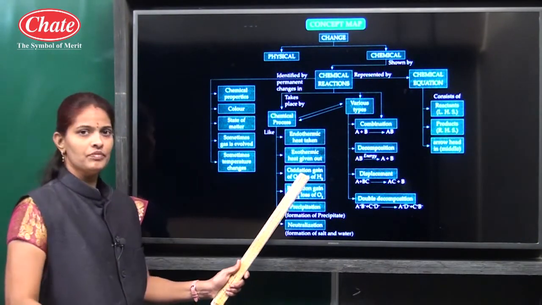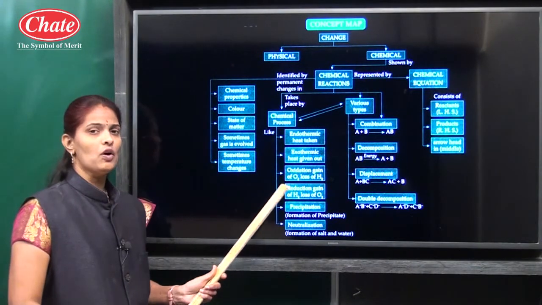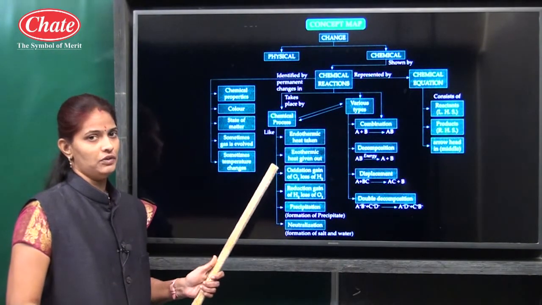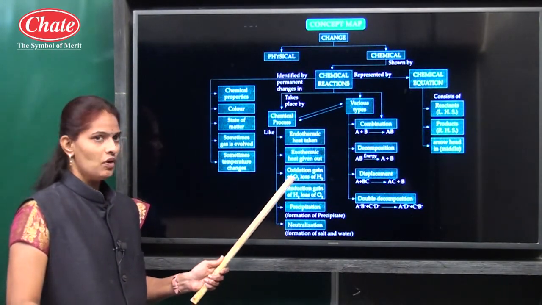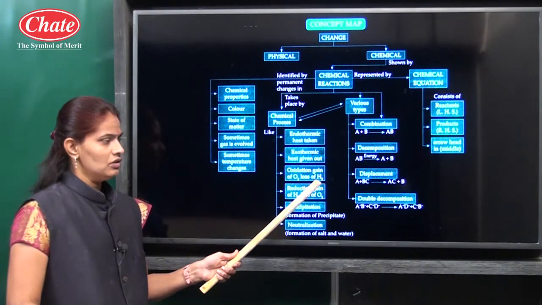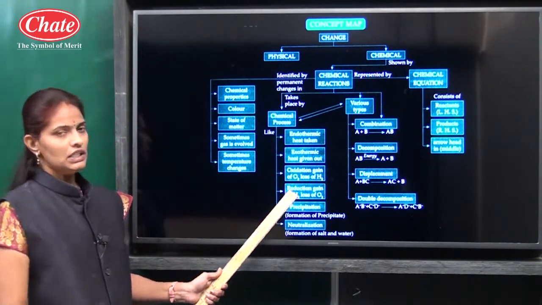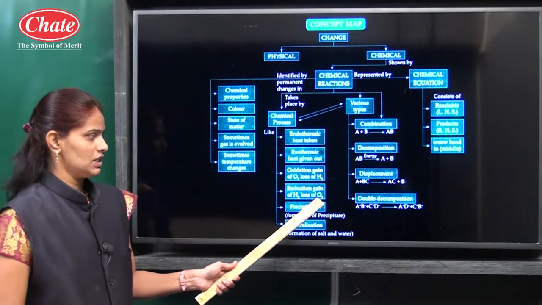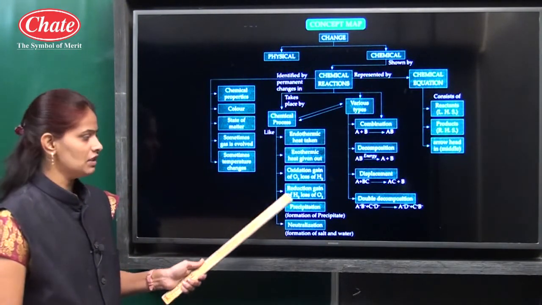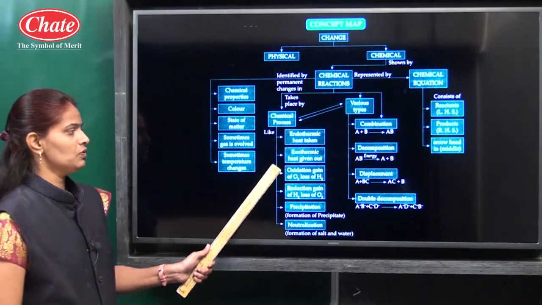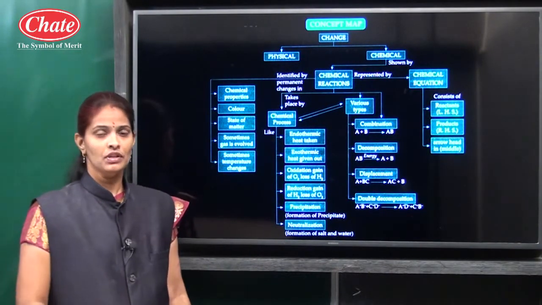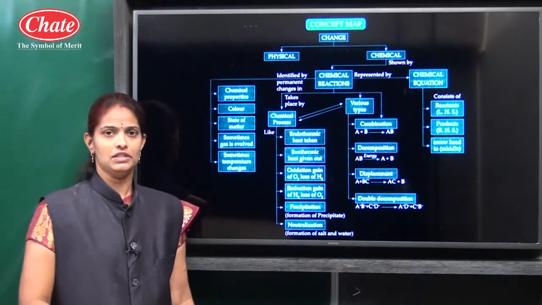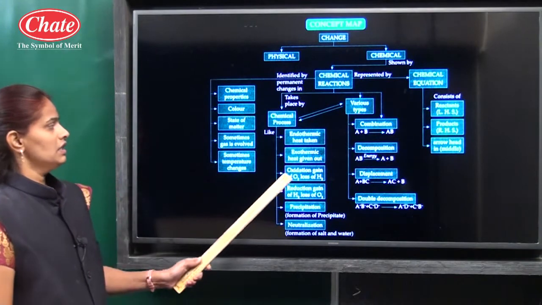Oxidation means addition of oxygen or removal of hydrogen. Here you may add oxygen or lose hydrogen. In reduction, there is addition of hydrogen or loss of oxygen, exactly opposite to oxidation reaction. The combination of these 2 reactions is called redox reaction. The oxidation and reduction take place simultaneously in this chemical reaction, and that is why it is called redox reaction.